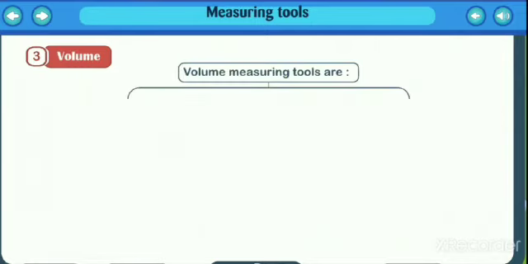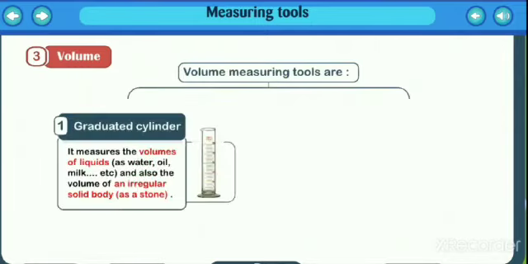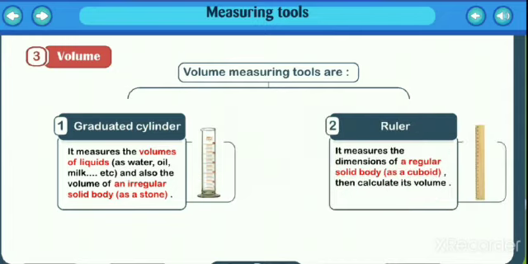Volume measuring tools. We have two measuring tools of volume. The first tool is called graduated cylinder and the second tool is called ruler. The graduated cylinder measures the volume of liquids such as water, oil, milk and juice, and also the volume of an irregular solid body such as a stone. So the graduated cylinder is suitable for the volume of liquids and irregular solid bodies.